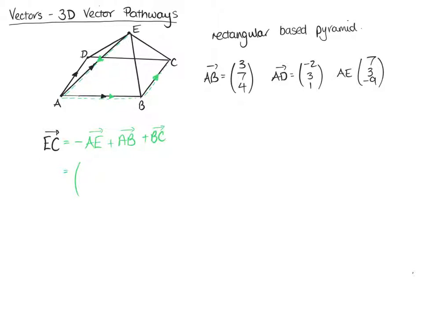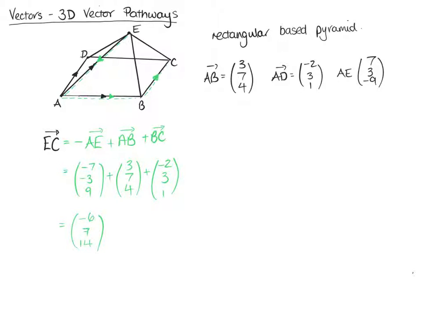So negative A to E, we just change the signs on them, so we get (-7, -3, +9). So the signs have all just flipped to the other way. AB is (3, 7, 4), and BC, which is the same as AD, is (-2, 3, 1). So then we get -7 plus 3 is -4, take away 2 is -6. Then we've got -3 plus 7, which is 4, plus another 3, which is 7. And then we've got 9 plus 4 plus 1, which is 14.